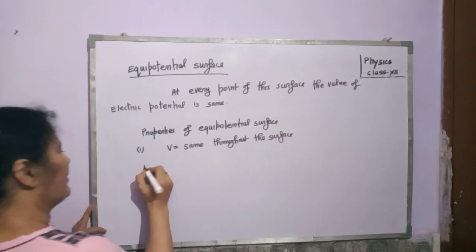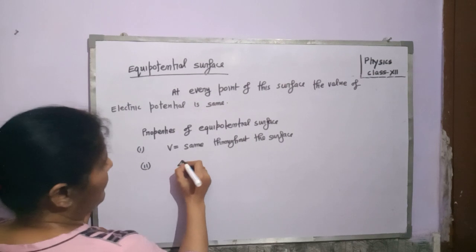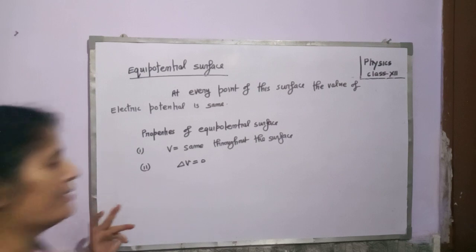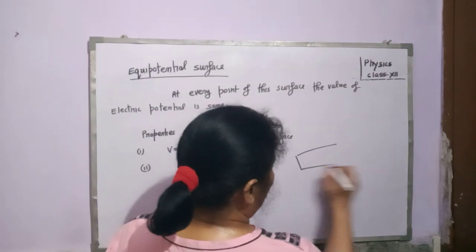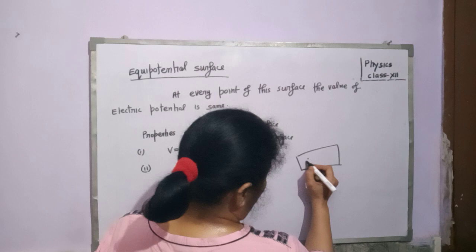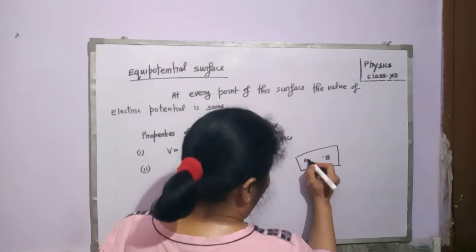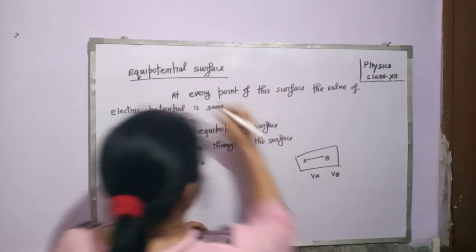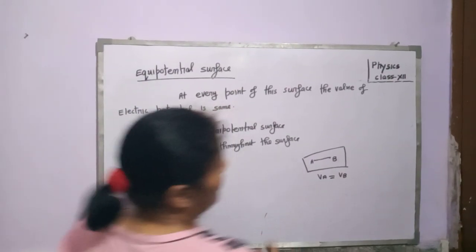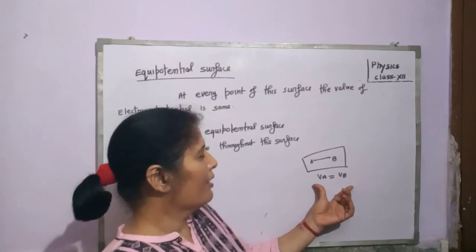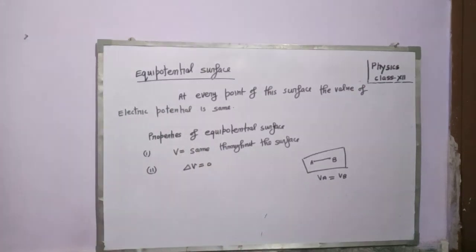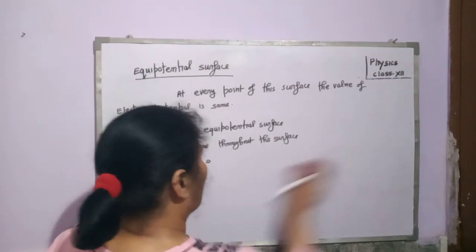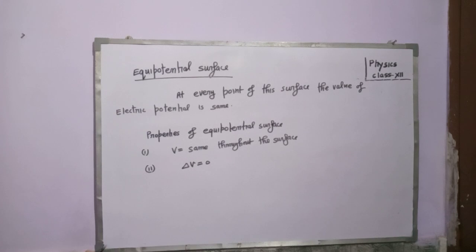And the second property is that the potential difference between 2 points on the equipotential surface is 0. Why is it 0? Suppose this is a portion of the equipotential surface, and this is the point A, this is the point B. At this point potential is VA, at this point potential is VB. As per definition, these two potentials are equal. Then what is the value of the potential difference? VA minus VB becomes equal to 0. So the potential difference between any 2 points on the equipotential surface is 0.